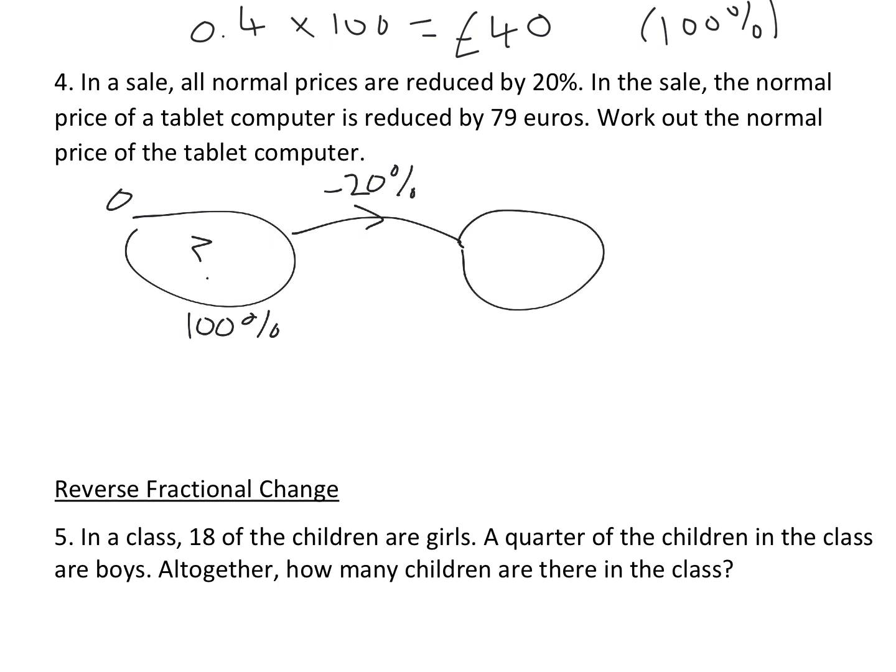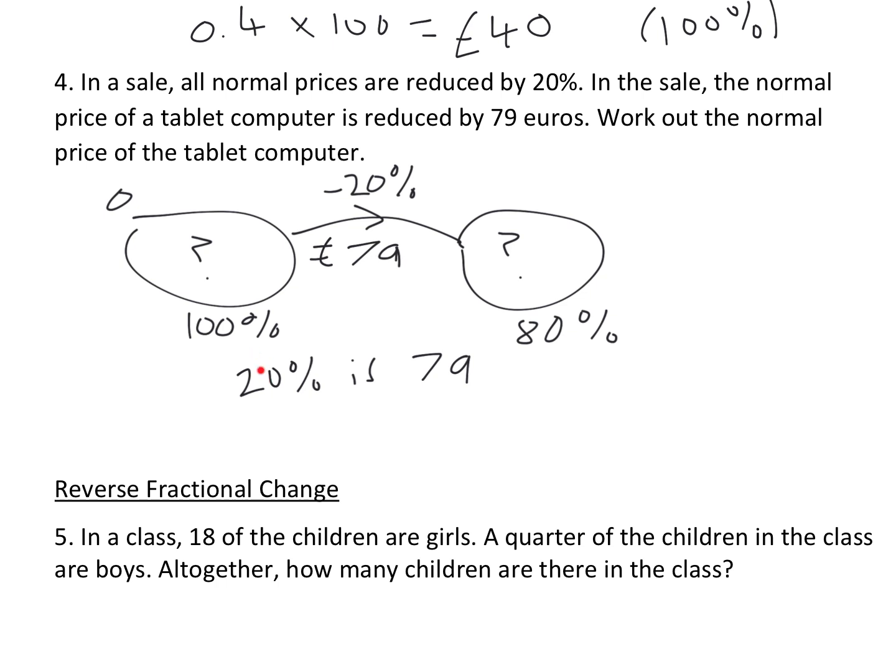But we don't know the new price either. We do know the new price should be 80%, but we don't know what it is either. What we are given in the question is that the price of a tablet computer is reduced by €79. So the 20% reduction is actually €79. So that means 20% is 79. To work out 100%, you can divide by 20 to get 1% and then multiply by 100.